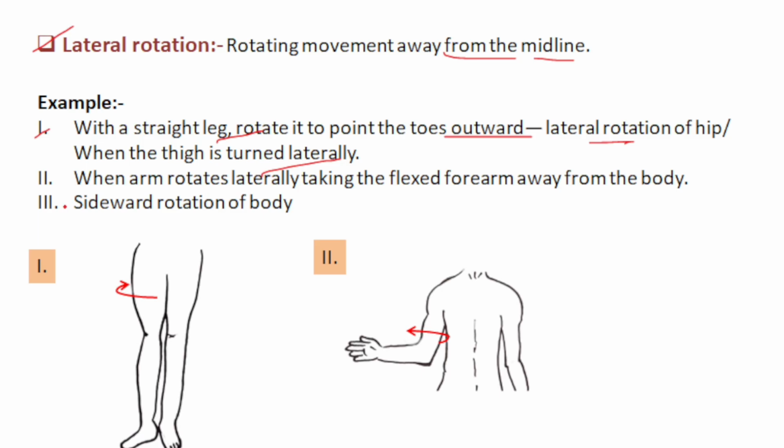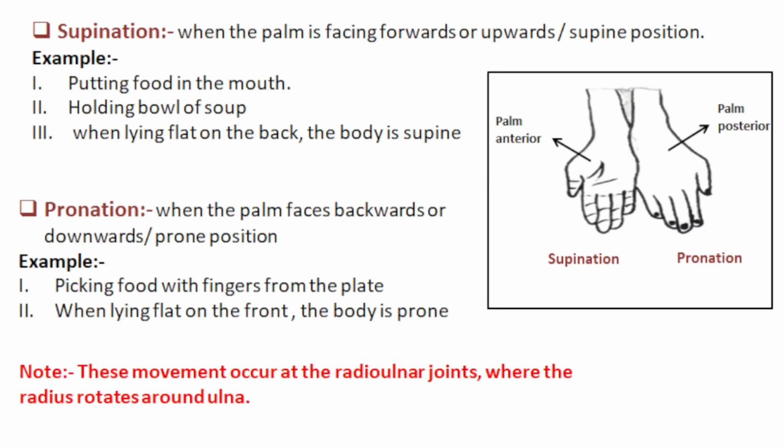Or when the thigh is turned laterally. You see in the first picture when the leg or the thigh is turned laterally, or when the toes are moved outward, it is an example of lateral rotation. Second example, when the arm rotates laterally, taking the flexed arm away from the body. So when our flexed arm is away from the body, it is also an example of lateral rotation. Third example, sideward rotation of the body. So these all are examples of lateral rotation.